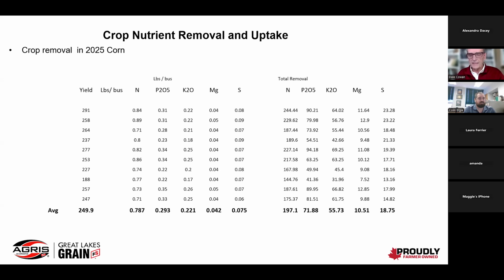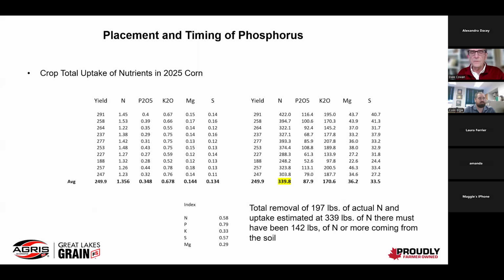As interesting as that is, I use the harvest index, which is published in various research papers. So I take the crop removal and divide it by the index for nitrogen, which is 0.58, which means 58% of the nitrogen that's taken up is in the grain. So I just convert that over. In that first example of 291 bushel per acre, based on the estimate of the harvest index, that corn had to find 422 pounds of nitrogen to grow the entire plant on that field, right?